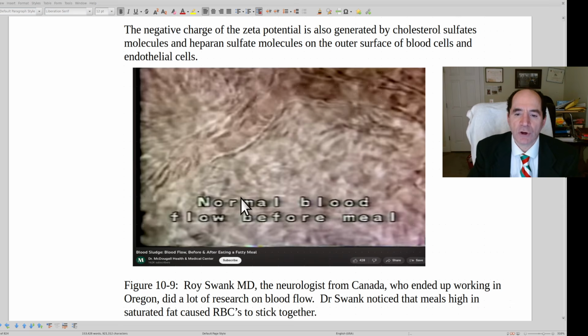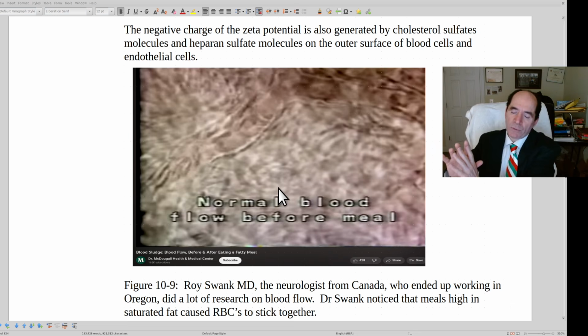So this video shows normal blood flow before a meal, then following a high-fat meal, you see all the red blood cells sticking together like a submarine sandwich like I was talking about, meaning that pressure has to go up and that it's harder for them to get through the capillaries. There's also a drop in oxygenation.